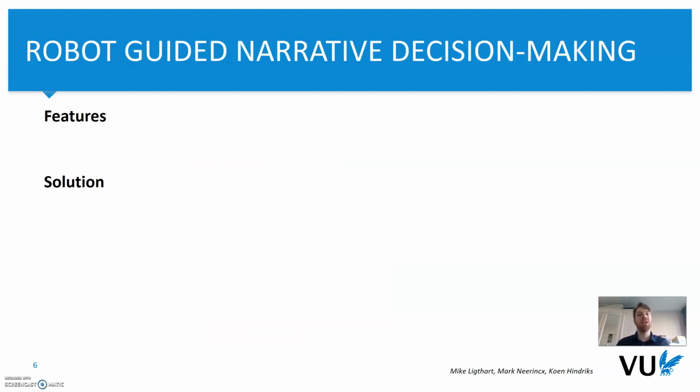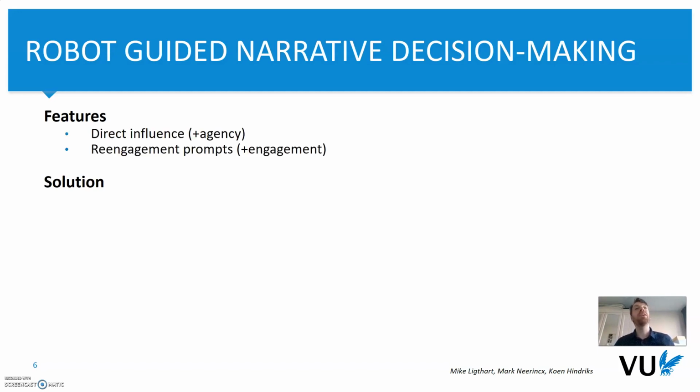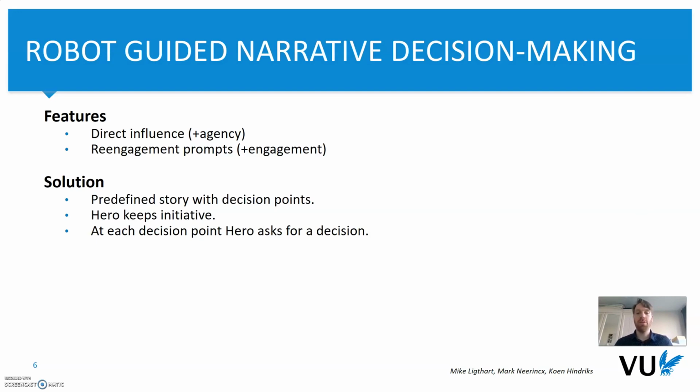The first pattern revolves around making choices about the story. It's not only about giving children a direct way to influence the story, it also provides explicit prompts for re-engagement. The problem it needs to solve is to provide meaningful choices while keeping it feasible for the robot to process autonomously, and from a narrative creation perspective, preventing an unsustainable growth of narrative branches, for example. And to address these problems, we opted for a predefined story with fixed decision points, and HERO can keep the initiative by asking for a decision at each decision point.